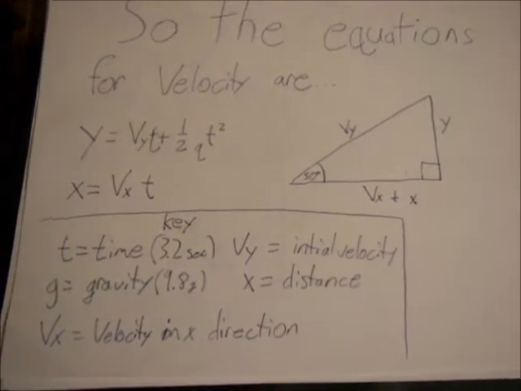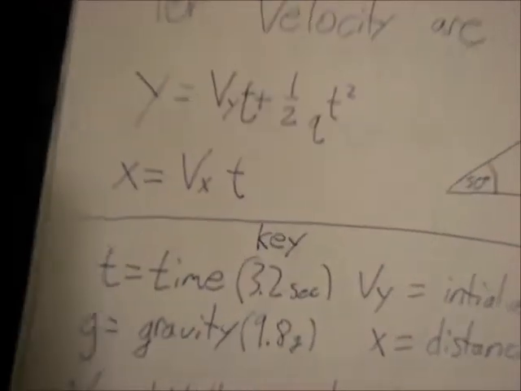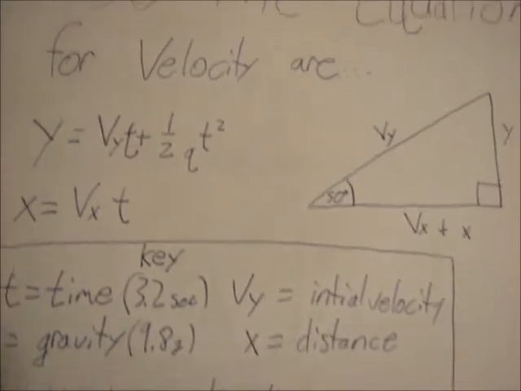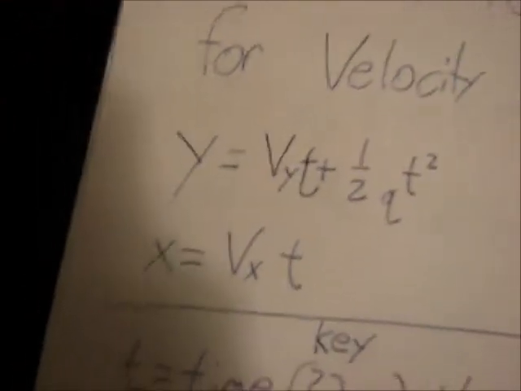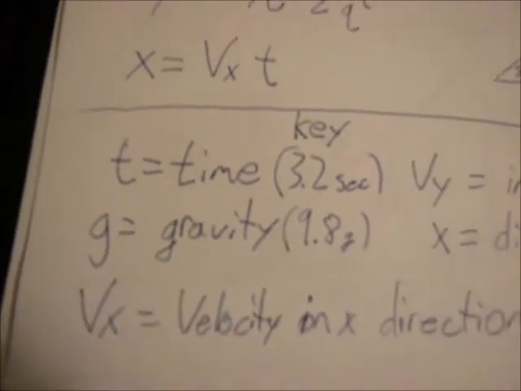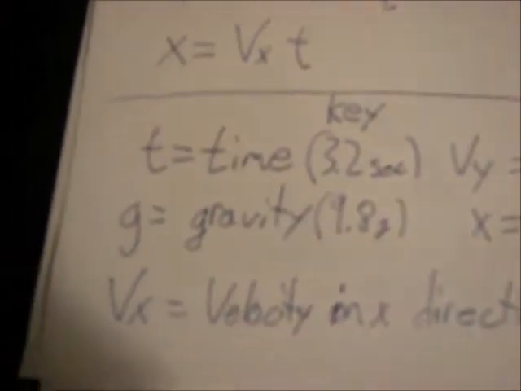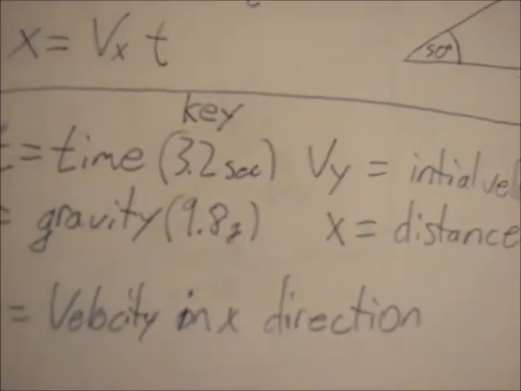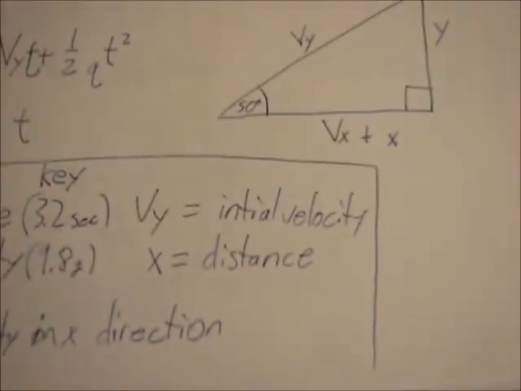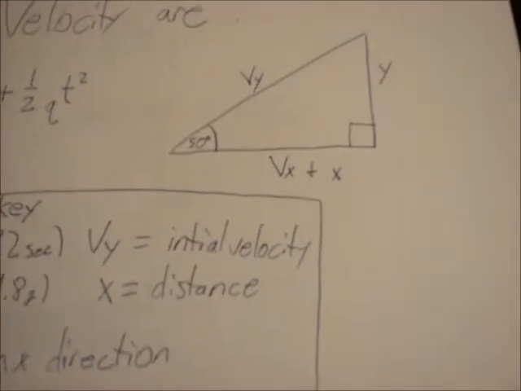So, the equations for velocity are y equals initial velocity times time plus half of gravity times time squared, and x equals v of x times time. And this is the key. T equals time, which is 3.2 seconds. G equals gravity, which is 9.8 grams. V of x equals velocity in x direction. V of y equals initial velocity and x equals distance.